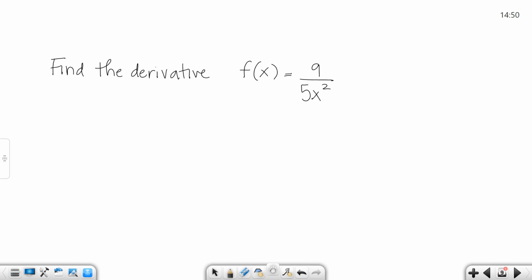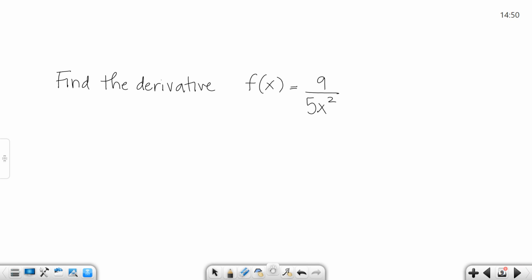Okay, so the first thing I notice is that the x is in the bottom. So there's two different ways to work it. First of all, you could work this using the quotient rule we just studied. 9 would be your numerator, your high, and your low would be 5x squared, and you are welcome to work it that way. But there is an easier way to work it. Since you have a monomial term in the bottom, you can rewrite this, so rewriting it using algebra.